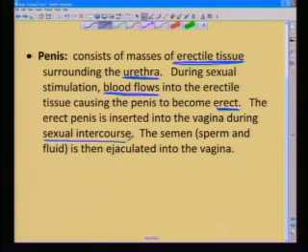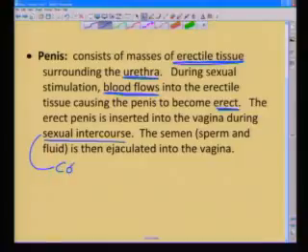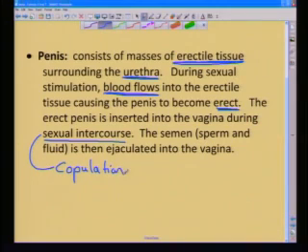Sexual intercourse is also called copulation. All right, I'm going to just write it in here for you, in case you get this term in exams, you'll know what it means. Copulation. That is the act of sexual intercourse, copulation.